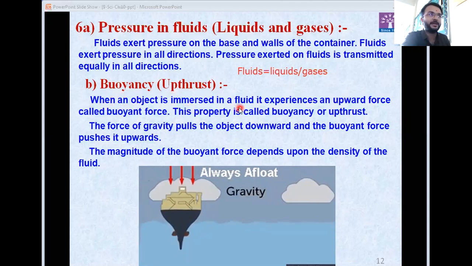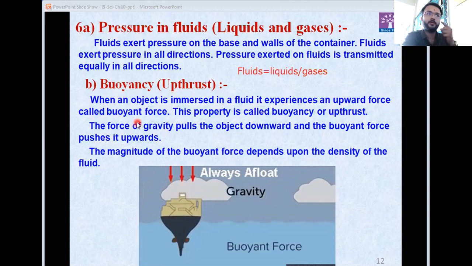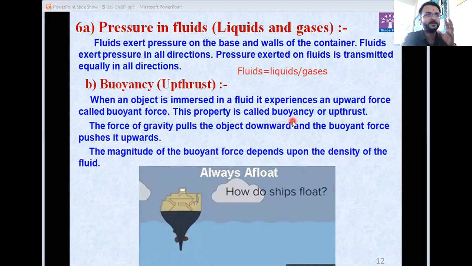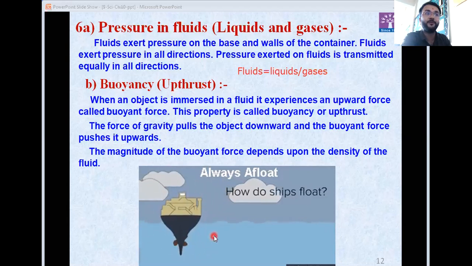So when an object is immersed in a fluid, it experiences an upward force called buoyant force. This property is called buoyancy or upthrust, right? All the fluids will have this property, okay? And this is the only reason why all these ships float very easily.